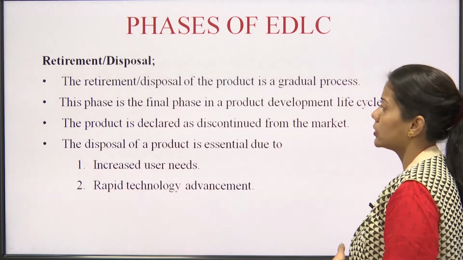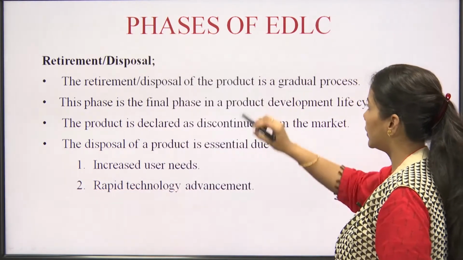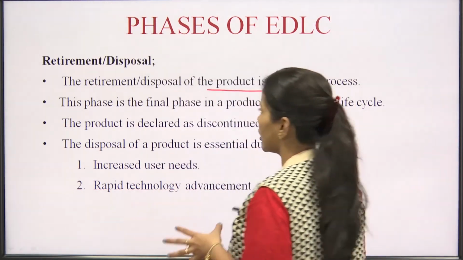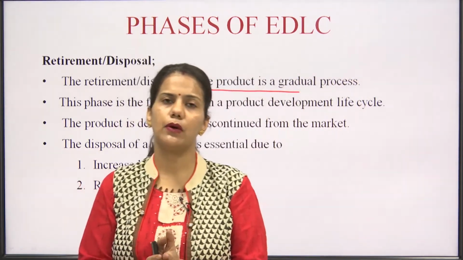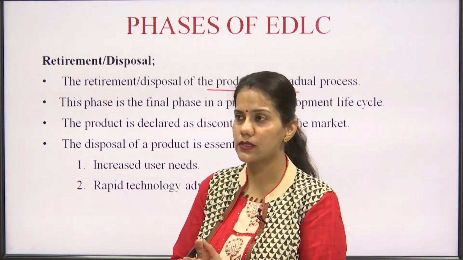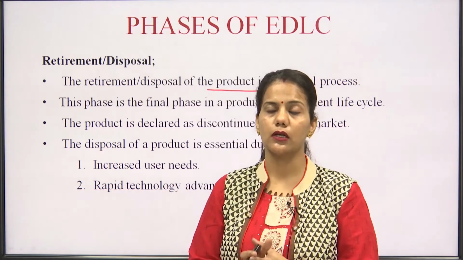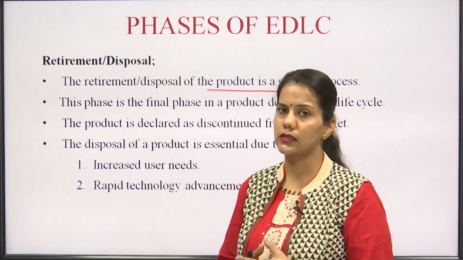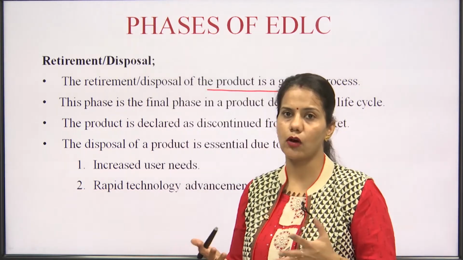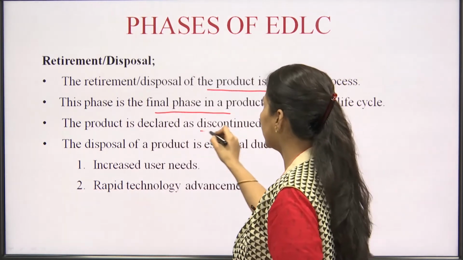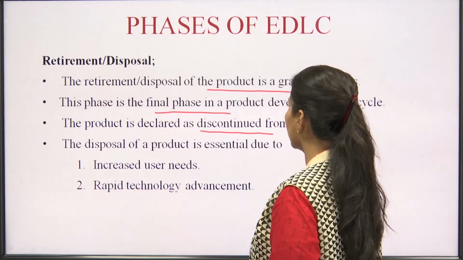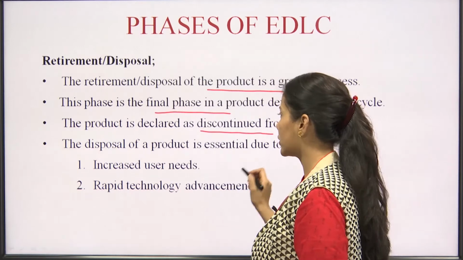So, retirement or the disposal. The retirement is somewhat a gradual process. When the product becomes obsolete in the market and much better counterparts are available in the market for the same product, then obviously the old product gets obsolete and it gets out of the market. So, this is the final phase. The product is declared as discontinued from the market. The disposal of the product is essential.